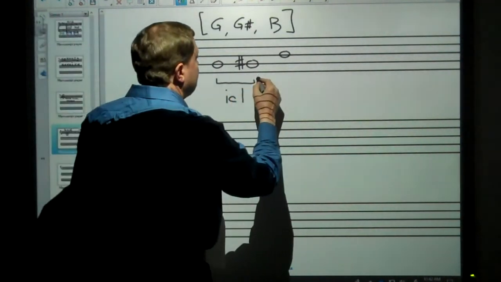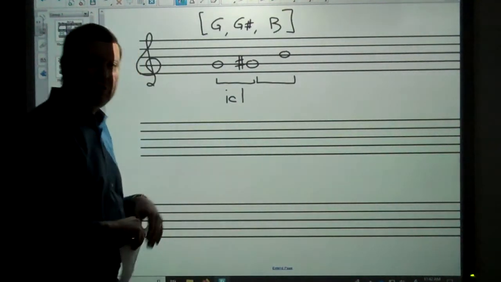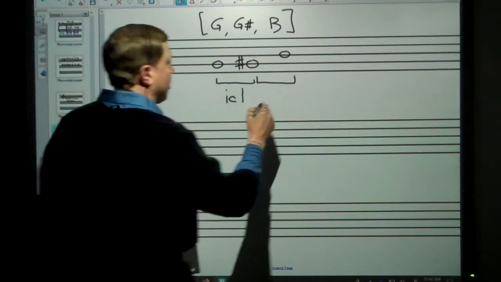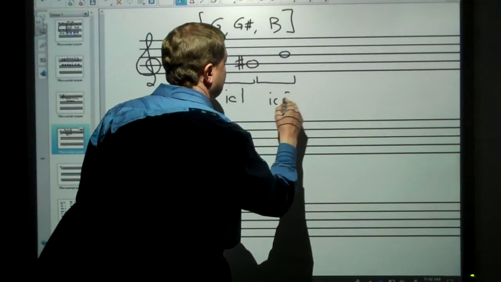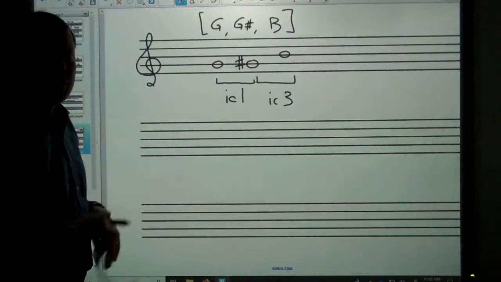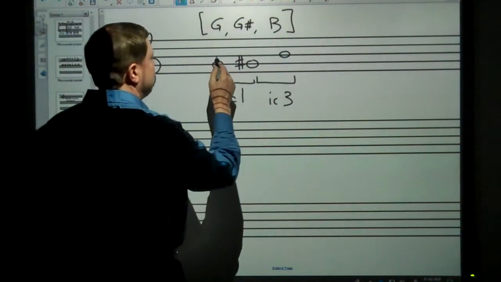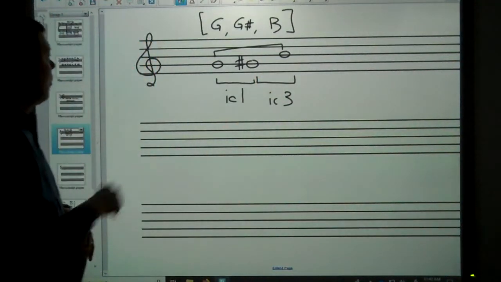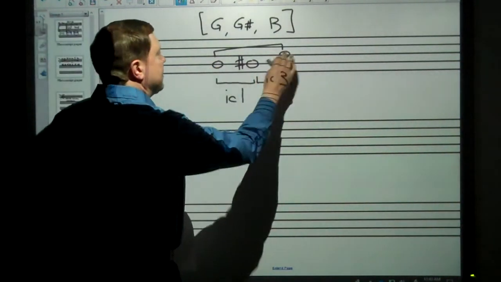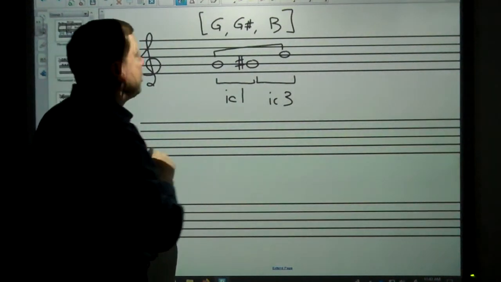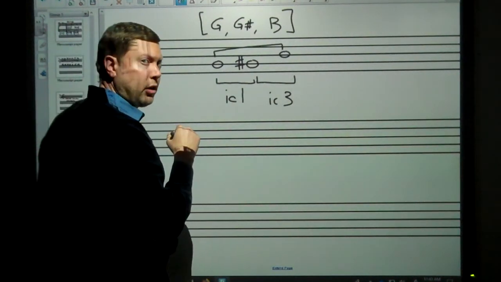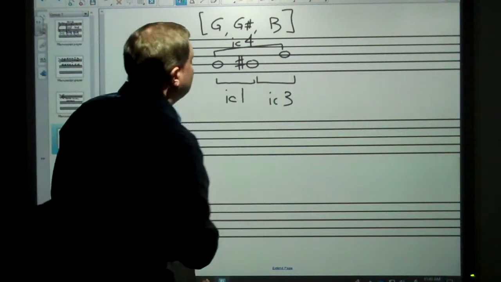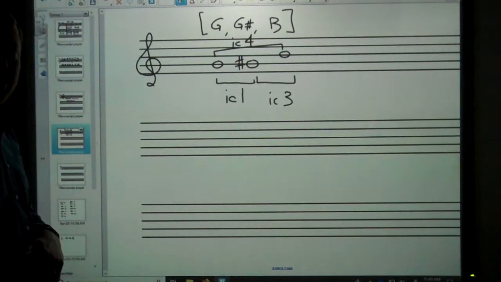The distance between G sharp and B, which is traditionally a minor third, belongs to interval class 3. There's only one other interval to check, and that's the distance between the first note and the last note, G to B. Since that traditionally is a major third, we know that it contains 4 half steps, and so therefore the distance G to B belongs to interval class 4.